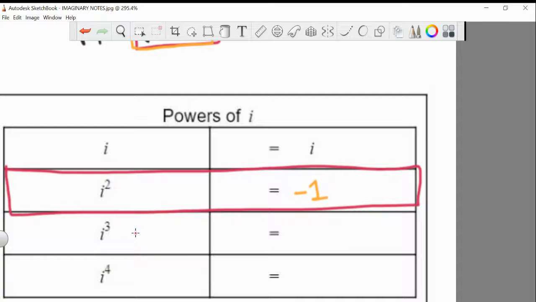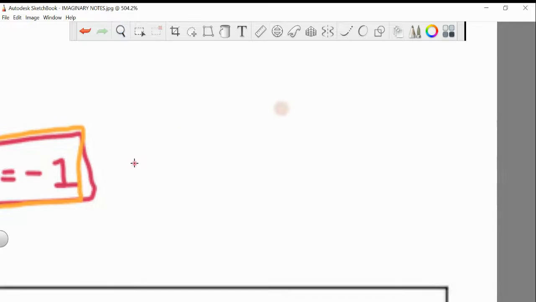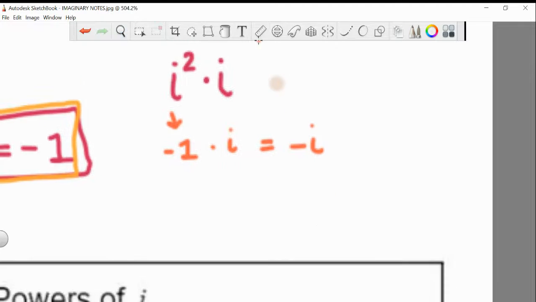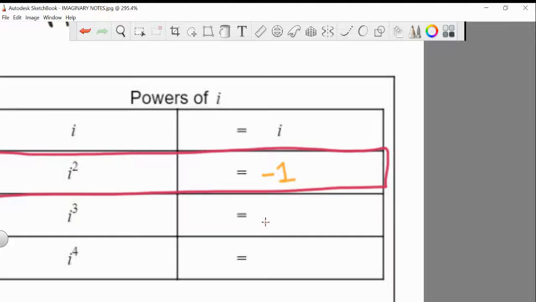Next up, i cubed. The way i cubed works, and again, this is me trying to explain it to you, that would be like if we had i squared times i, right? That would be i cubed. And we know that i squared is -1, and so -1 times i is just -i. And so i cubed is -i. Now, again, you don't have to memorize this. If this confuses you, that's totally fine. Just make sure down here that you write -i, and that you're able to memorize that i cubed is negative i.